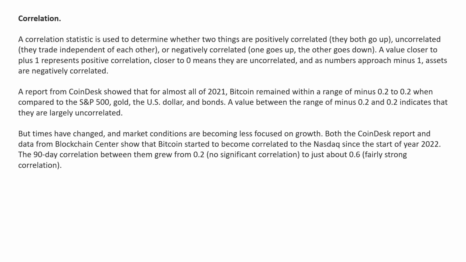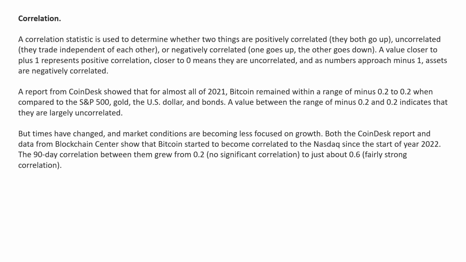A correlation statistic is used to determine whether two things are positively correlated, meaning they both go up. So if one goes up, the other goes up. Like all stocks within the IT index are positively correlated. One stock goes up, the other also goes up. Yes, the percentage can be different, but all go up together. Or uncorrelated, they trade independent of each other. Uncorrelated means that if, for example, cement is doing well today, it's not necessary that IT will do well. They have no correlation between them. I mean, yes, if Nifty goes up everything goes up, but that's not always the case.